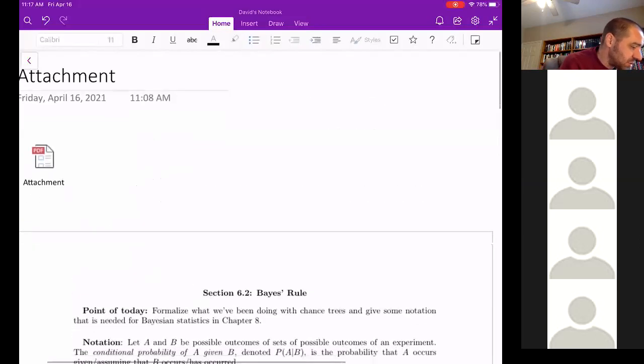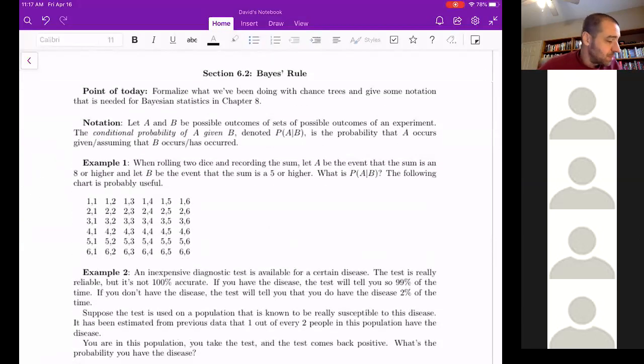Okay, so section 6.2 is about Bayes' rule. Now, the point of today is really just to play with some chance trees some more. I mean, the formal point is on here, right? That we'll formalize what we've been doing with chance trees and give some notation that we'll need in chapter 8 when we jump over to chapter 8. I should say again, though, that chapter 6 really is just chance trees. And the reason we're spending a full week on it is just because getting used to chance trees takes some time. So as we've seen, setting up an appropriate tree and then using the little pruning technique that we've been doing, that just takes some getting used to.